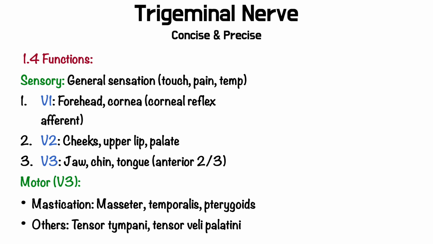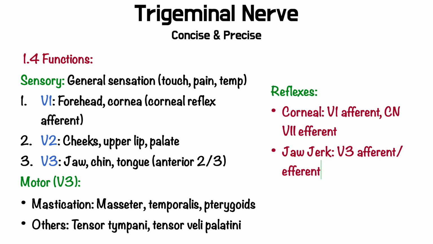While assessing the trigeminal nerve, we have to check reflexes like the corneal reflex and jaw reflex. The corneal reflex is associated with V1 afferent and cranial nerve 7 efferent. And the jaw jerk is V3 afferent and efferent. So these are the reflexes tested.